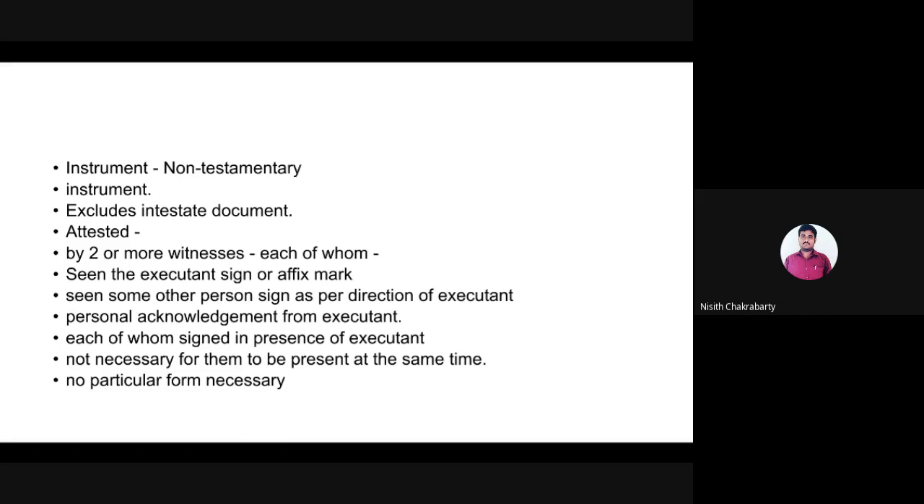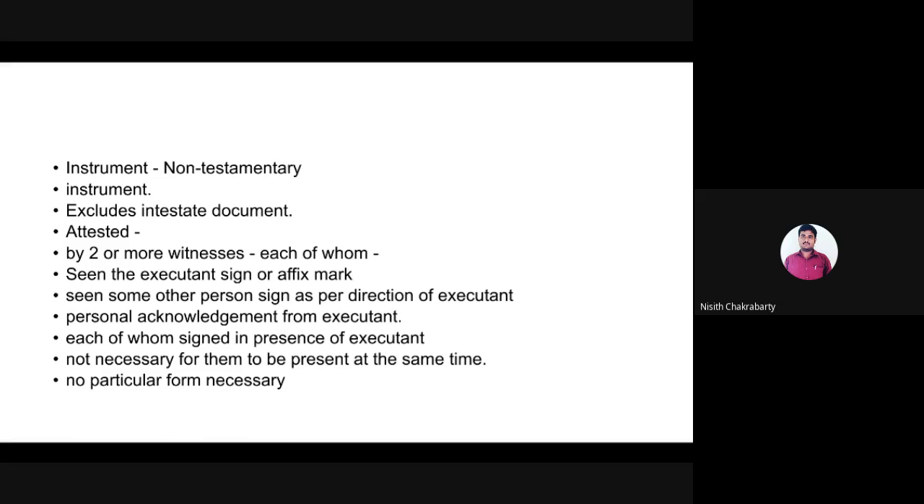Now coming to Section 3, that is the main topic of our discussion today. We had discussed certain elements of Section 3, that is movable property, and everything. Now we'll discuss the rest of it. One thing that has been defined in Section 3 is an instrument. When I say that it is an instrument, that means it's a non-testamentary instrument. According to this act, it must be a non-testamentary instrument.